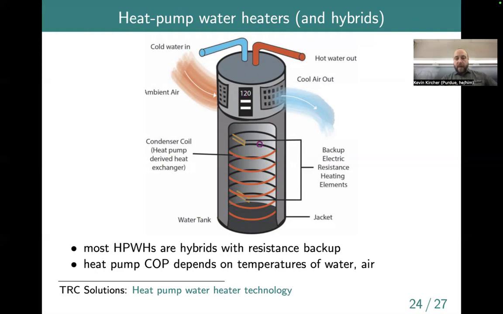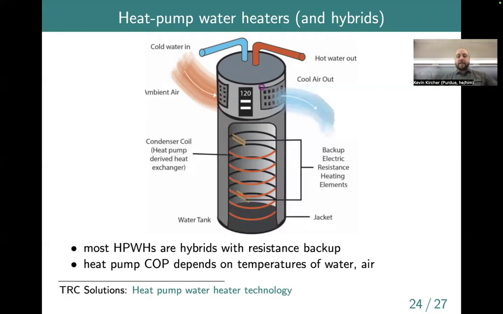The coil that wraps around the tank here is the condenser. So this is basically a heat exchanger where hot refrigerant is flowing through, and it's condensing and cooling as it warms up the water that it's in contact with. And then typically we would have 1 or 2 backup electric resistance heating elements, so that when there's not enough heating capacity coming from the vapor compression cycle, we can run the electric resistance to augment it.